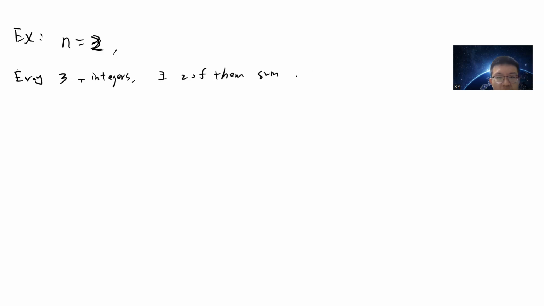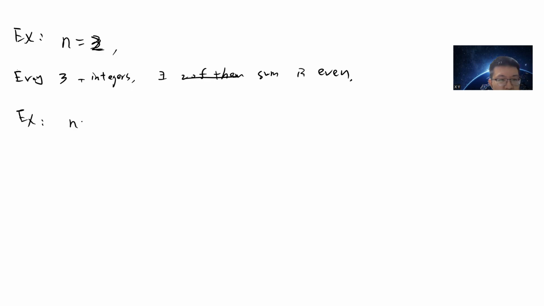Okay, and a simple example, the trivial example, will be n equals 2. If n is 2, then it says that among every 3 integers, there exist 2 of them which sum to even. Let me write that down: every 3 integers, there exist 2 of them whose sum is even. This is trivial, because among any 3 of them, there will be 2 with the same parity, and if you sum the same parity guys, the sum must be even.